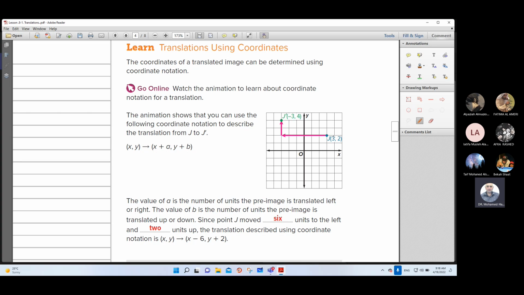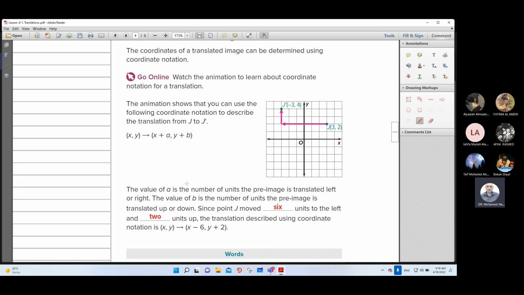So as you see here, 3 will be negative 3, and 2 will be 4. So x will be x plus a, and y will be y plus b. A means translate in the x-axis, and b means translate in the y-axis. So the value of a is the number of units the pre-image is translated left or right. And the value of b is the number of units the pre-image is translated up or down.